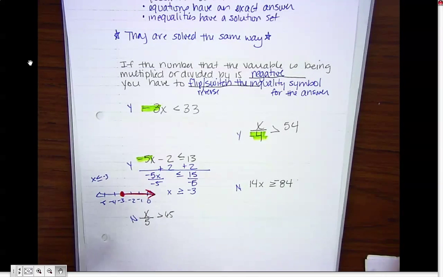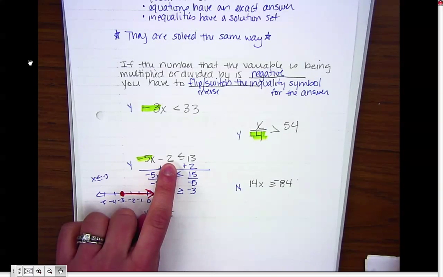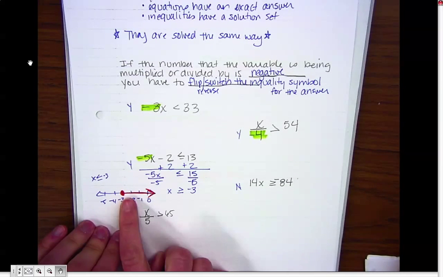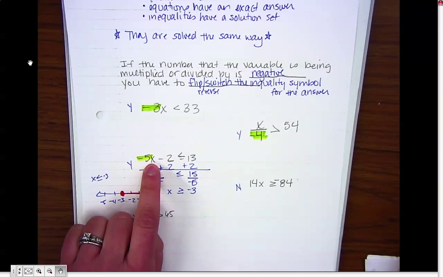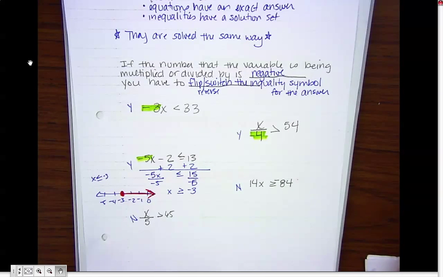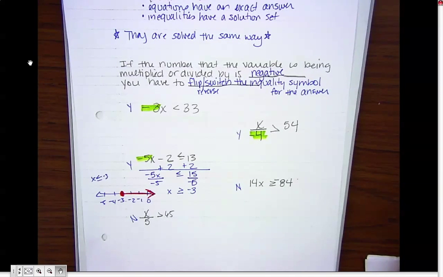All right, let's say I picked another number down this way, -10. -5 times -10 would have been positive 50. Positive 50 minus 2 would be 48. 48 is not less than or equal to 13, so that wouldn't work. But here, if I pick numbers, let's say I pick 0. 0 times -5 is 0. 0 minus 2 is -2. Yep, -2 is less than 13. Okay, so in order for the solution sets to work, if you multiply or divide by a negative in that final step, you're going to reverse your inequality symbol.